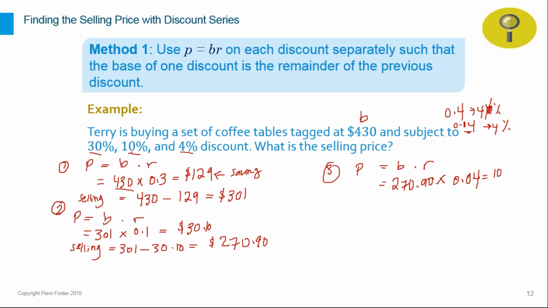And that will be $10.84. Take that savings and subtract from the tag price. So final selling price equals $270.90 minus the savings 10.84, and that will give you the selling price $260.06. So if you're buying this set and you have those discount series, at the end you will be asked to pay that selling price.